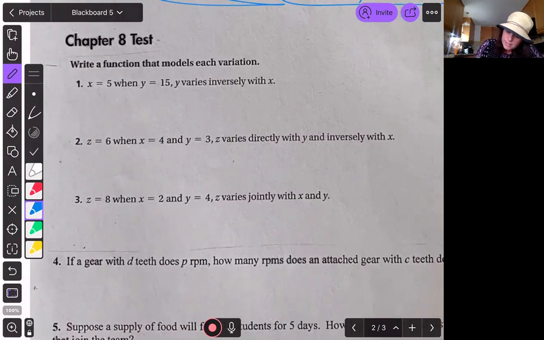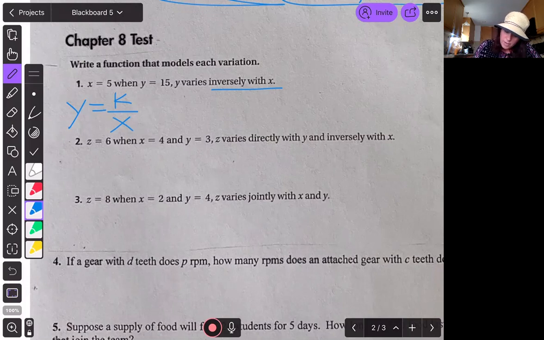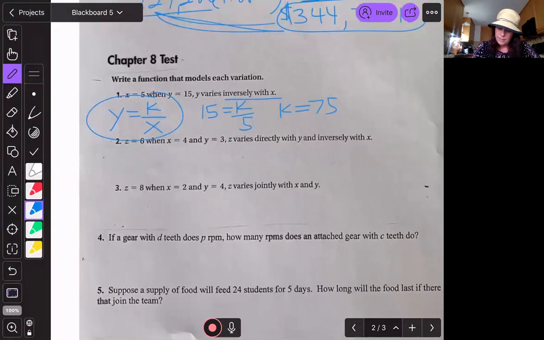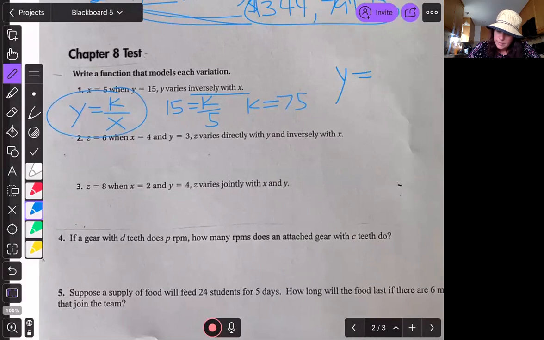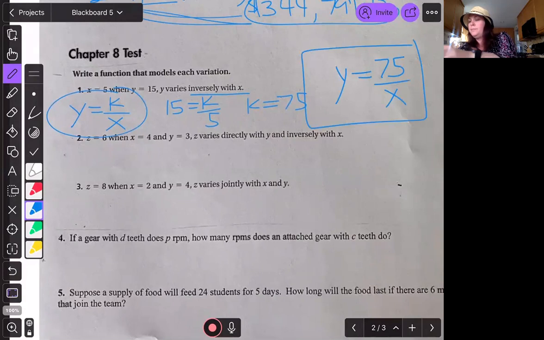All right, so set up an equation first. So y varies inversely with x. You have to have a k for constant, and then you have y equals k over x. And so now go ahead and plug in 15 for y, and plug in 5 for x. And so 5 times 15 is 75, so k equals 75. And then go back to this equation that you have here and put in 75 for k, because k is not a variable, k is going to be a constant in this problem. That would be your answer.